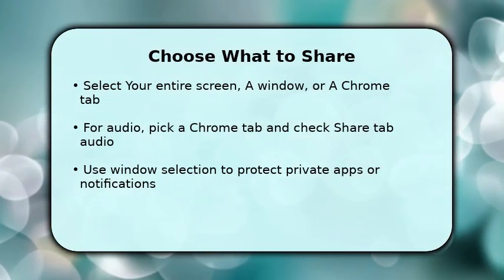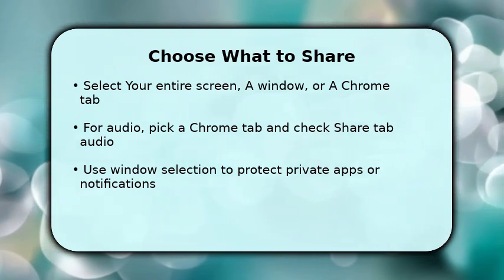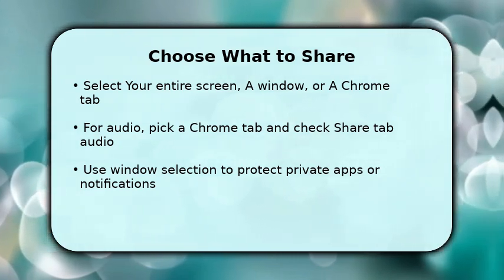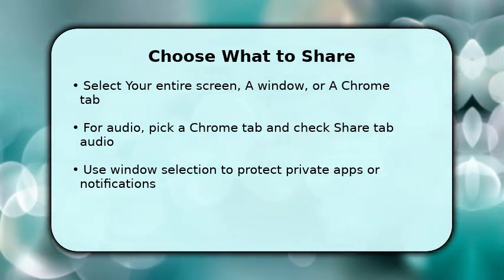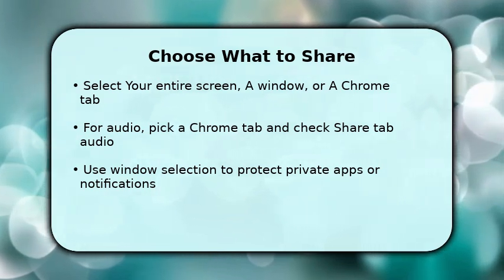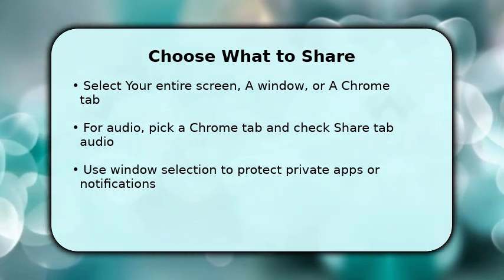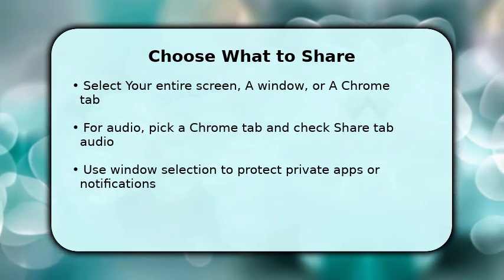You'll now pick the exact source. Entire screen shows everything, a window limits to one app, and a Chrome tab is best for video with sound. When you need audio, choose Chrome tab and check Share tab audio. This routes the tab's sound to everyone. If privacy matters, select a single window to avoid exposing other apps or notifications.